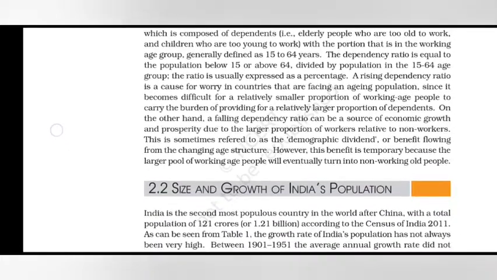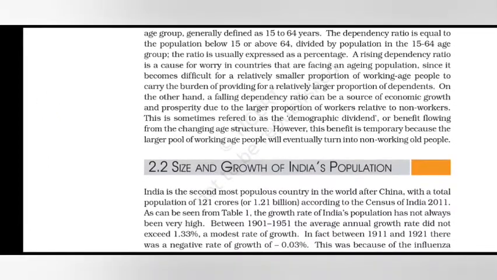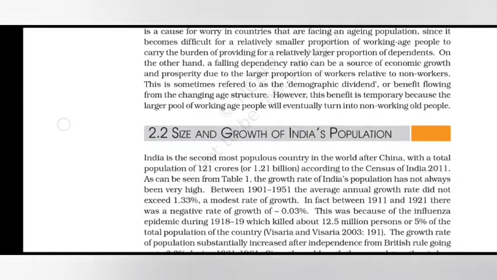A rising dependency ratio is a cause of worry in countries that are facing an aging population, since it becomes difficult for a relatively smaller proportion of working age people to carry the burden of providing for a relatively larger proportion of dependents. On the other hand, a falling dependency ratio can be a source of economic growth and prosperity due to a larger proportion of workers relative to non-workers. This is sometimes referred to as demographic dividend or benefit flowing from changing age structure. However, this benefit is temporary because the larger pool of working age people will eventually turn into non-working old people.